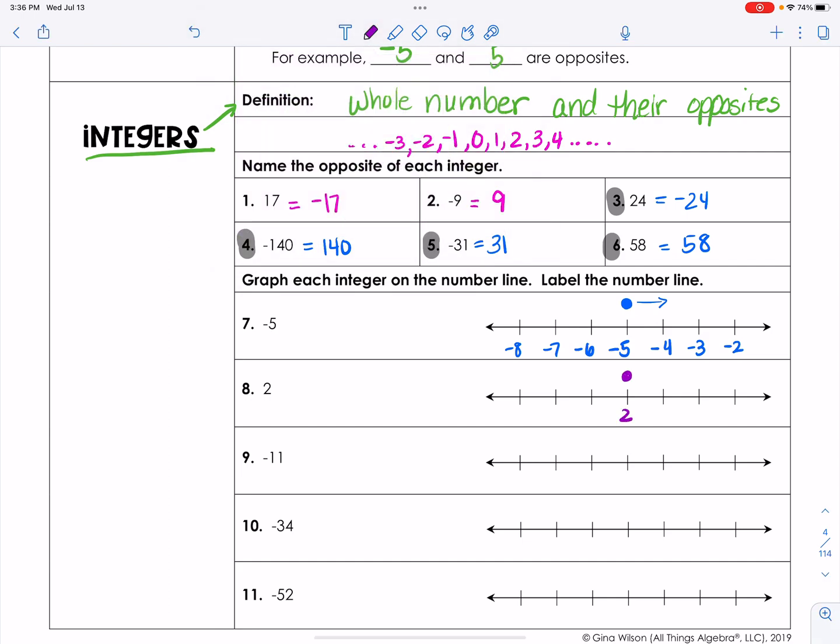Okay, so then you would do the same thing here for 2. 2 is going to be in the middle, and then you're going to move the numbers to the right of 2 and the numbers to the left of 2. So this would be -1. I would like you to pause the video and do 9, 10, and 11.